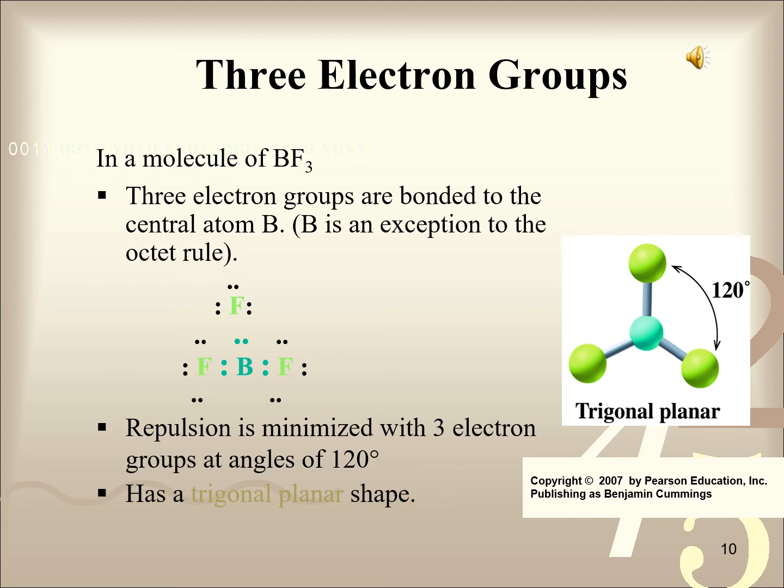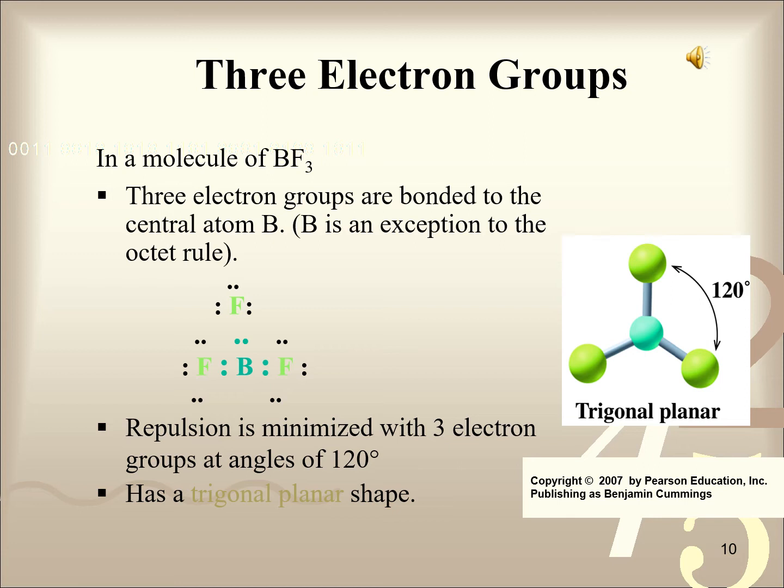Remember, when we talk about VSEPR, we're only interested in electrons around our central atoms. The electrons around our non-central atom are irrelevant. They don't play a role in your molecular shape. Just the electrons around your central atom. Well, the farthest that 3 things can get apart in space is 120 degrees.